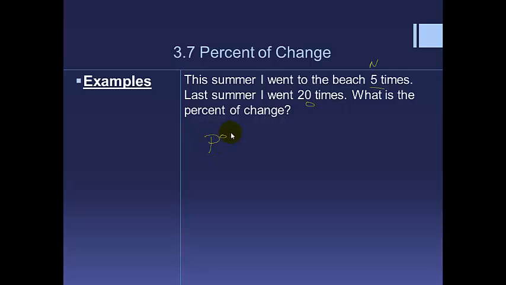So let's put a percent. I'm going to use my new, so I take my new, which is 5, minus your old, which was 20, over my old, which is 20. So 5 minus 20, remember you're in 7th grade now, so you get those negatives, so it's going to be negative 15 over 20.